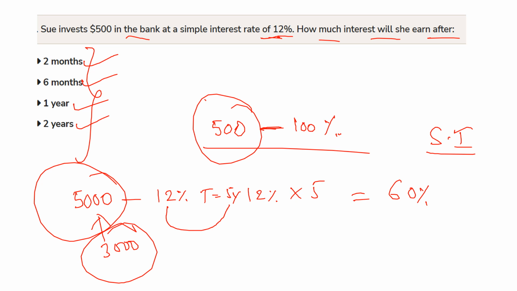Without using a formula, you are just doing 12 into the time. If it is 5 years, into 5. If it is 4 years, into 4. If it is 3 years, then into 3. Like that we can calculate. We get some percent, then using that, 500 means the total percentage, which means 100%. Then you have to find whatever percent we require.